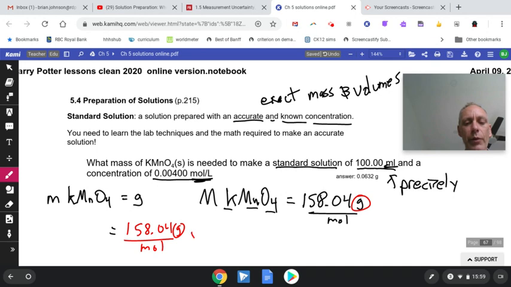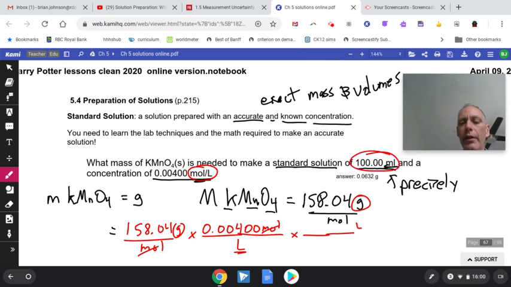We just have to get rid of moles. We can get rid of moles using this unit, so I want the moles on top: 0.00400 moles over liter. Moles cancel out. Perfect. Now I just have to get rid of this liters, so I'm going to put liters on top. Where do I get it from? Right there. 100 milliliters is the same as 0.10000 liters.